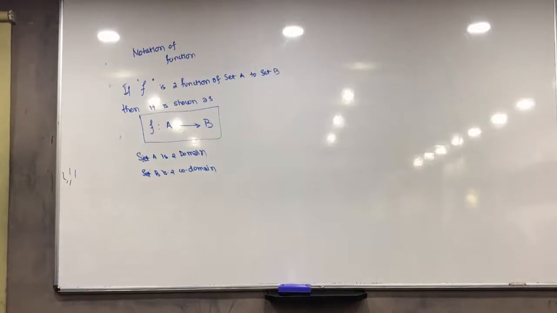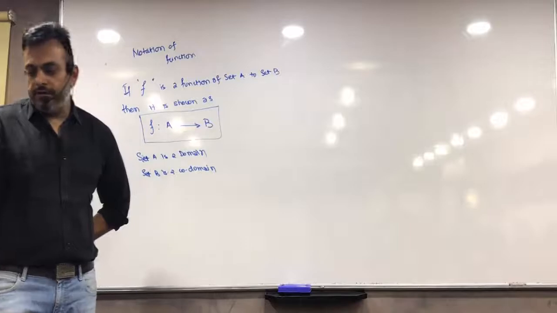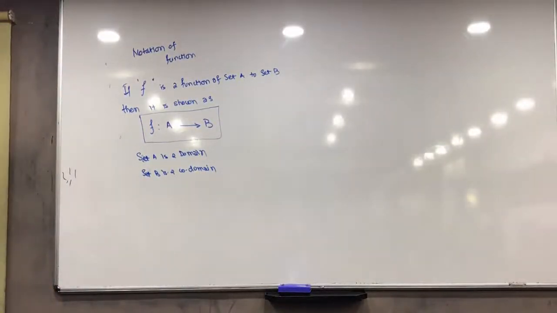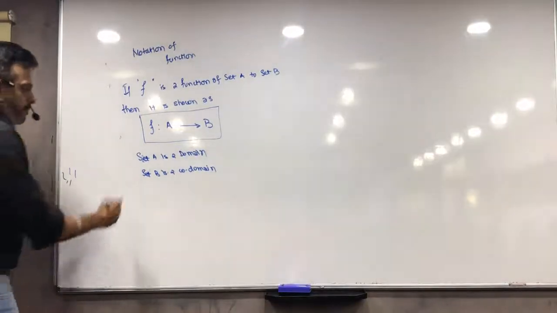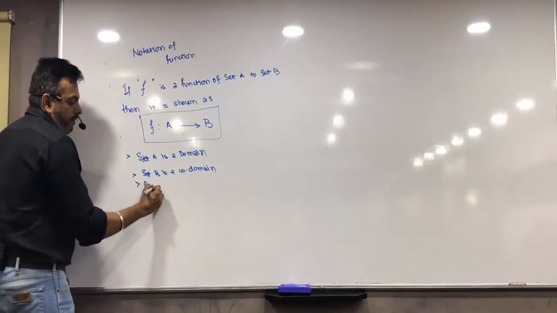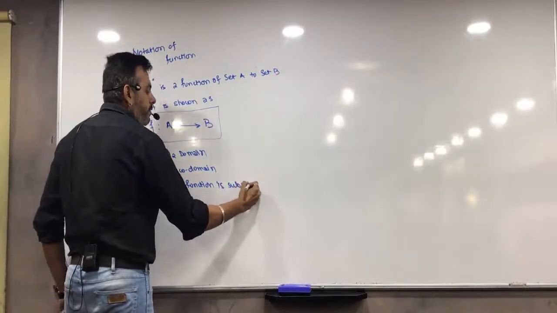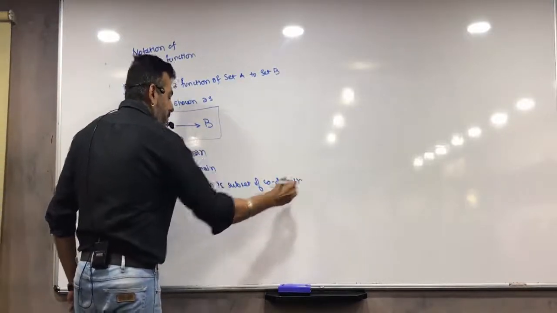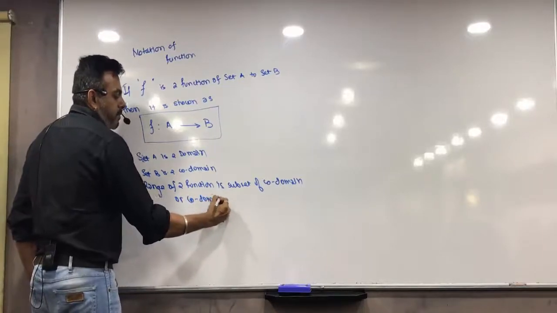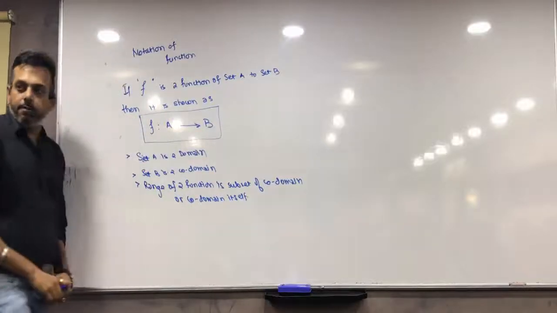Now, flip the page backwards, 267 पे आ जाओ, page 267 please. Mark first, second, third, fourth, fifth line: range of a function is a subset of codomain or codomain itself. Write it over here. Range of a function is subset of codomain or codomain itself. We just discussed this in the example.